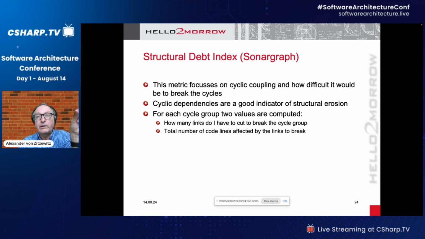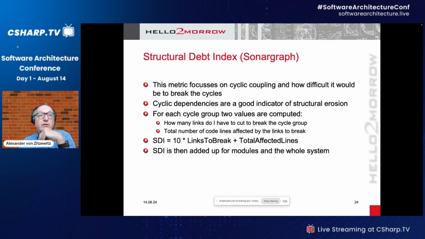So if you have a dependency between class A and class B, and class A is using class B in 3 different ways, then the weight of that link would be 3. If that's the only link we had to cut, our structural depth index value would be 13, because we calculate structural depth index as 10 times the links to break plus total weight of links. So in our example, if we had this one link with 3 dependencies, and that's the one that has to go, the structural depth index value would be 13.